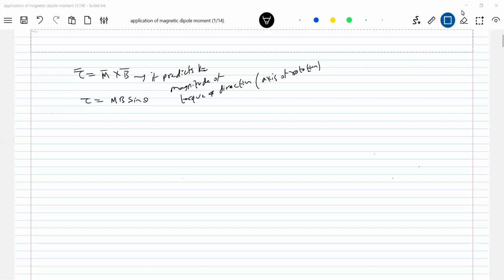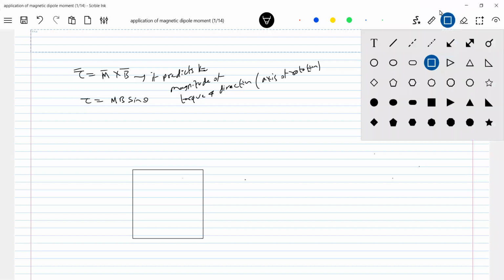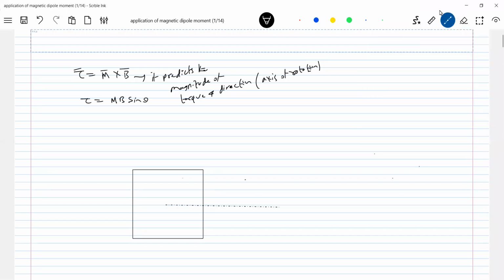So this is the current carrying loop. There's a magnetic field, and there's a uniform magnetic field directed at an angle, let me take 45 degrees. Let the magnetic field be B bar, and let the dimensions of this be L.